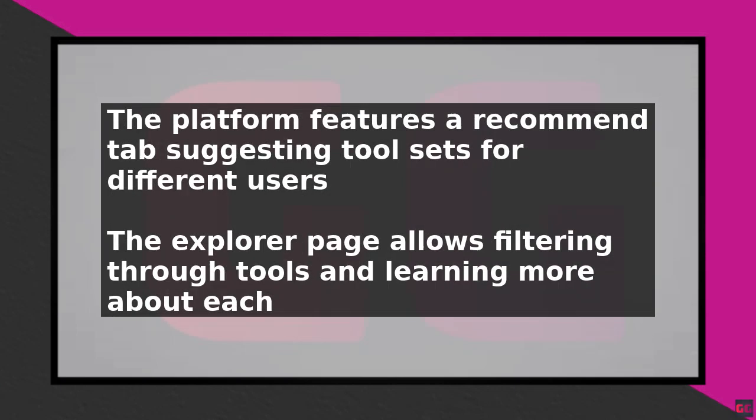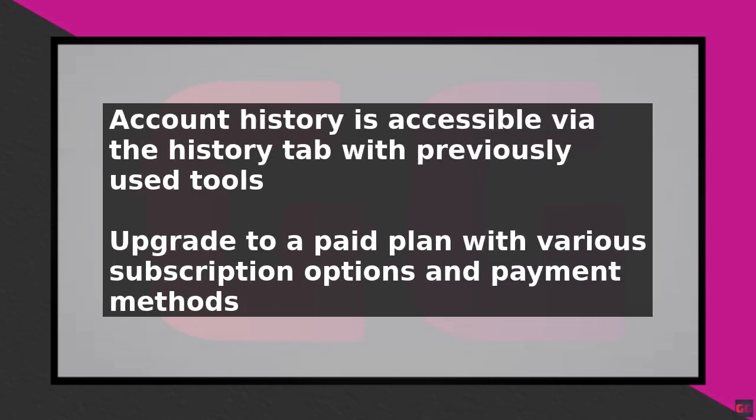The platform also features a Recommend tab, which suggests tool sets for different users, such as designers, developers, and content creators. The Explorer page allows you to filter through various tools and learn more about each one. You can also view a gallery of AI-generated art created using GlobalGPT, and try out different tools and prompts. Your account history is accessible via the History tab, where you can view your previously used tools.